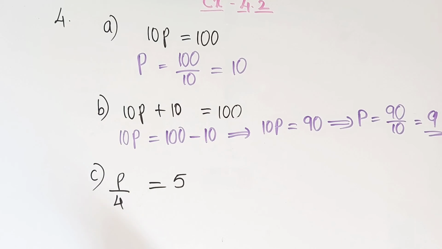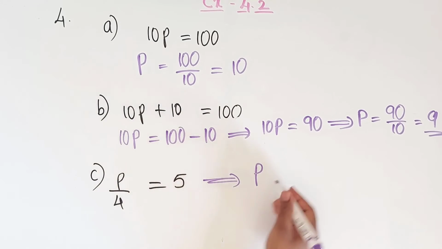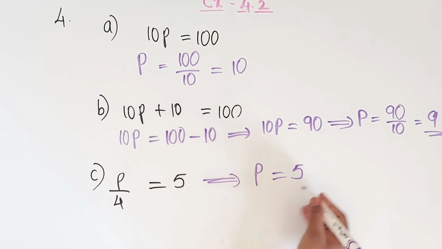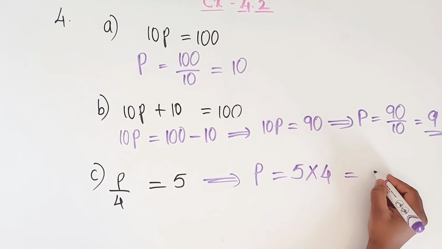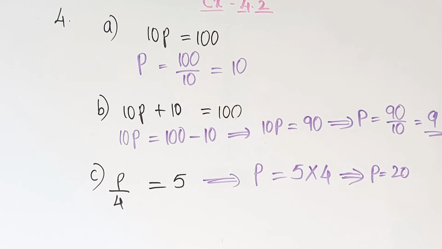Question C, p by 4 equal to 5. We want p only. Therefore send 4 to the right hand side. 4 is dividing here. If you are sending to the right hand side, it will multiply. P equal to 20. Correct, children? 5 4s are 20.